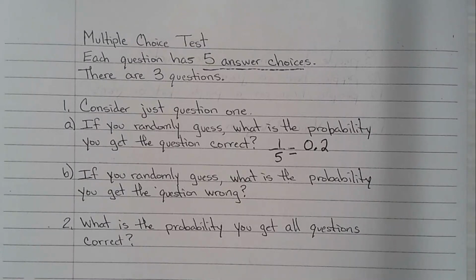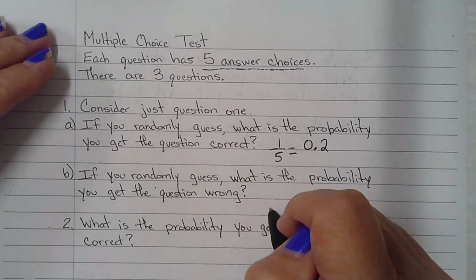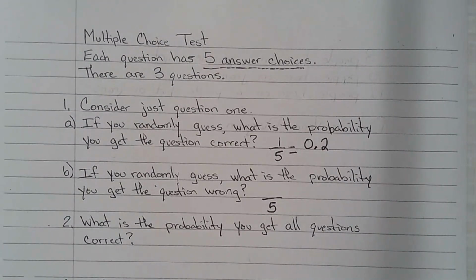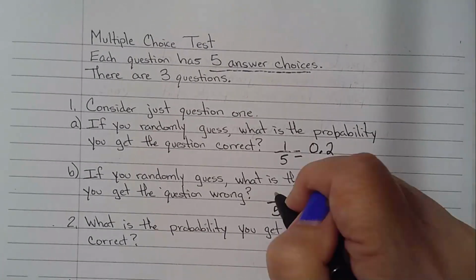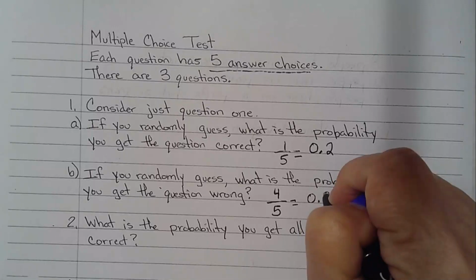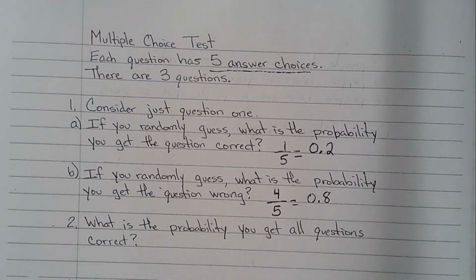So part B, if you randomly guess, again, on just that first question, what is the probability you get the question wrong? Well, again, the question has 5 answer choices, and out of those 5 answer choices, 4 of them are the wrong answer. So you have 4 chances to get it wrong out of 5, which would be 0.8. All right, so that gives us the basics.